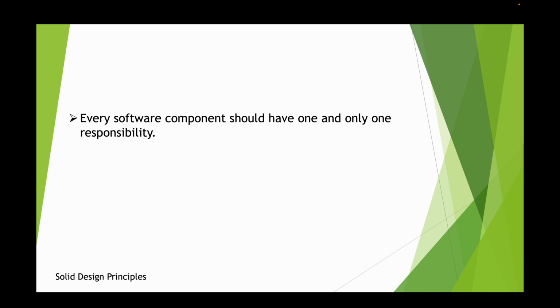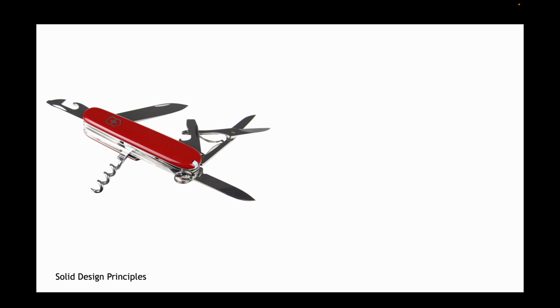Now let's take a look at a real world example. The image on the screen is a Swiss knife. It's a multi-purpose tool featuring a large blade, keyring, scissors, as well as a hook. In real life, it's a very useful tool, but in terms of software design, it's not a good practice. Clearly, it violates the single responsibility principle.